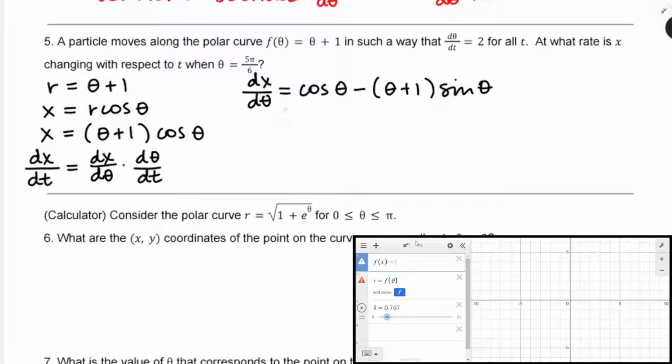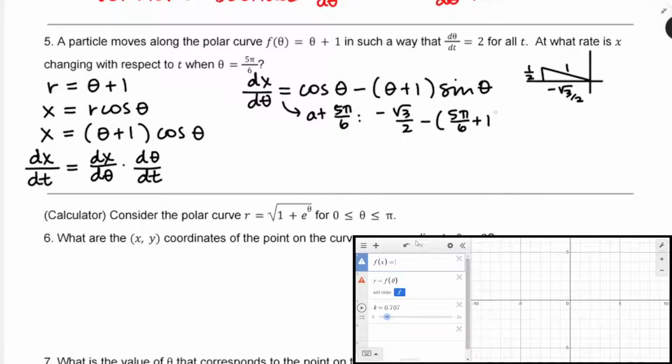Yeah, I think I'm going to say, at 5 pi over 6, okay, again with 5 pi over 6, but we've already made the trig diagram, so maybe that's a good idea. So the short leg, long leg, hypotenuse. Okay, so cosine theta, negative root 3 over 2 times, wait, no, minus theta plus 1 sine theta. What's going on here, and what was I thinking?